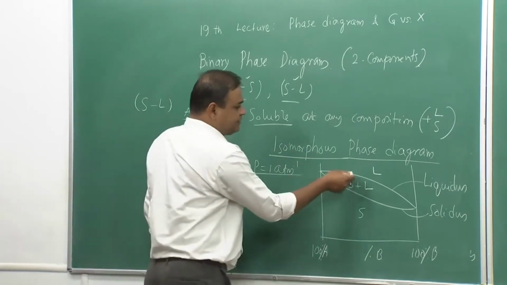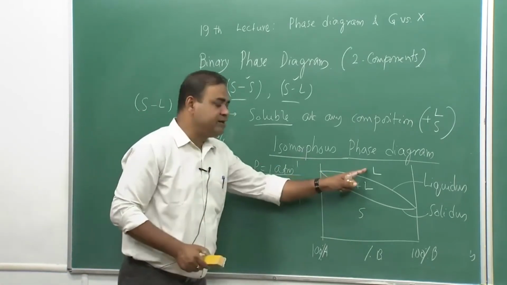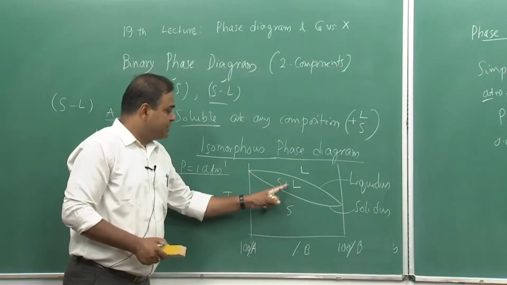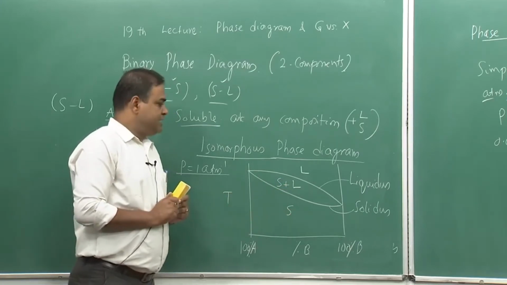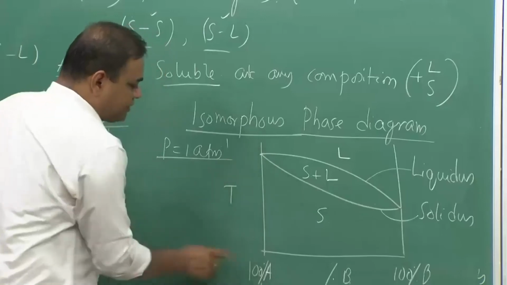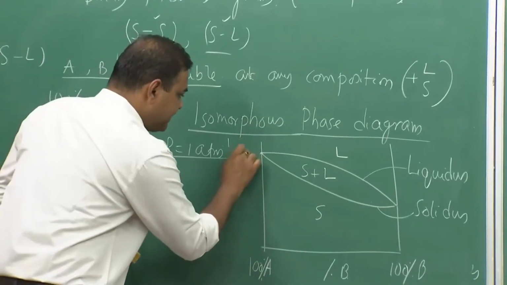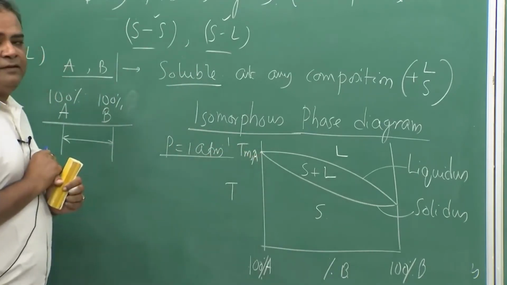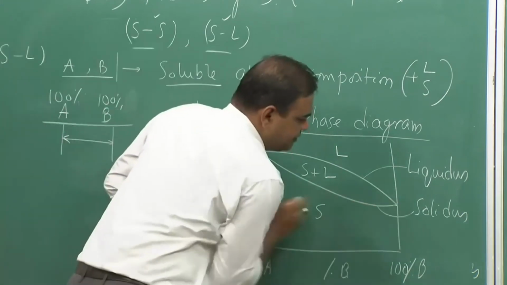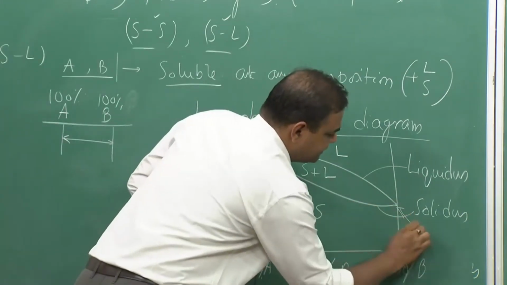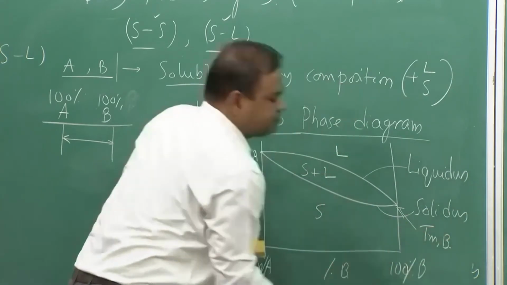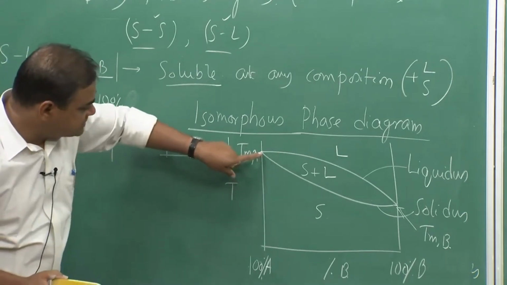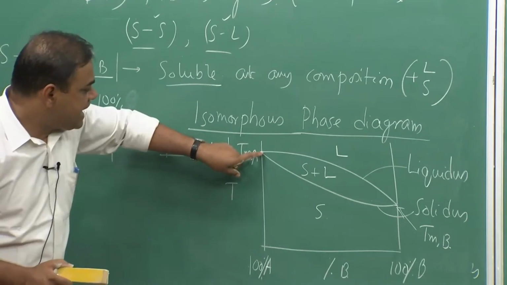And this liquidus gives me the equilibrium between liquid and liquid plus solid, and this line indicates the equilibrium between solid plus liquid and solid. Now this is 100% A, so we can term it TMA, the melting point of A, and this one, since it is 100% B, we can term it TMB, the melting point of B, because at this point both the lines merge together.